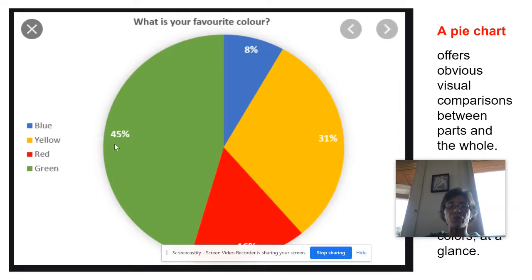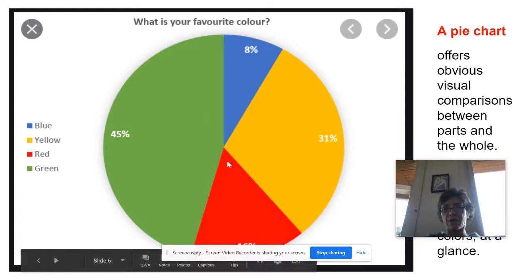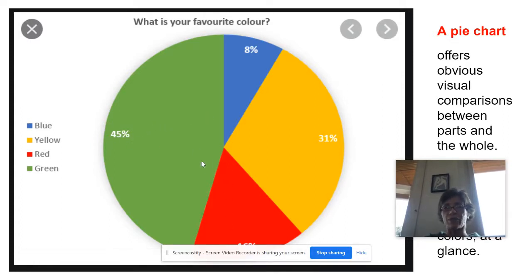You don't have the number of students that chose green, but you have a percentage. And actually 45% is almost 50%, which would be half the class. So 45% is almost half the class. So in this kind of chart, you can compare the parts to the whole.